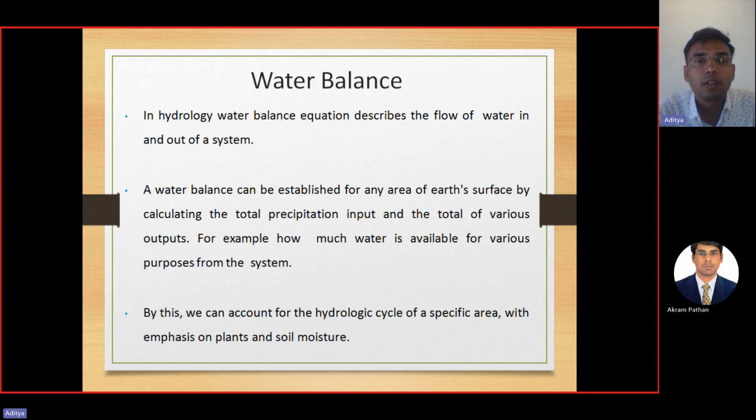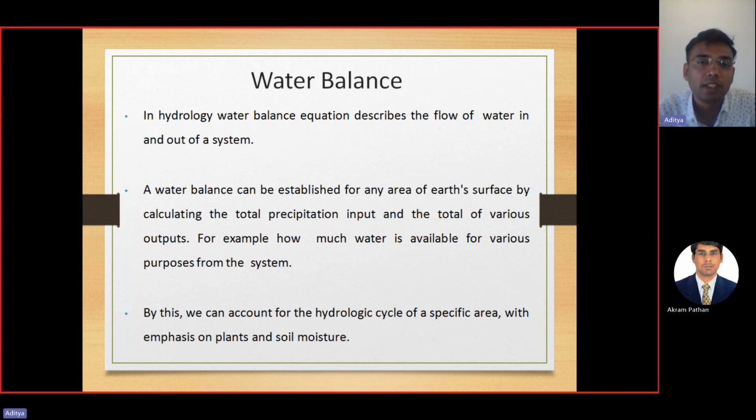Then next is water balance. You can compare this term with your bank balance. Some amount gets credited in your account, some amount gets debited from your account, and the remaining is your bank balance. Similarly, some amount of water gets input into the hydrological cycle, and some amount of water goes out from the hydrological cycle in the form of runoff and other losses. The remaining water is the water balance.